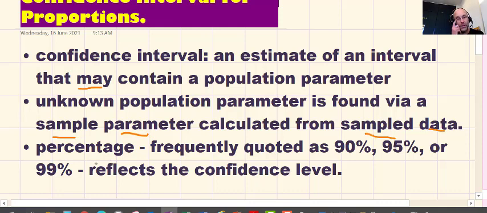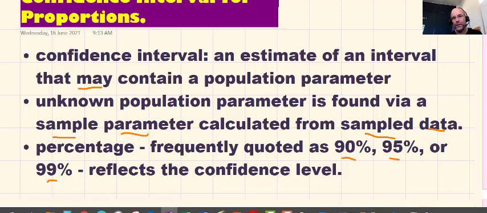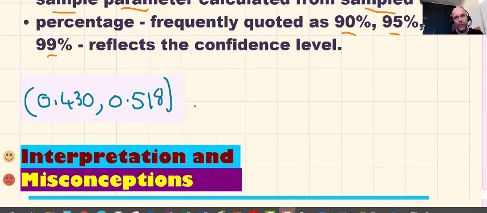Okay, and yes, it's frequently quoted, I should say, as a percentage. The confidence level can be given as 90%, 95%, 99%, and occasionally others, but those three are the common ones. All right, and we've established all of these things. There's an example of one of the confidence intervals we calculated in the previous video. So go back to the calculating confidence intervals video.